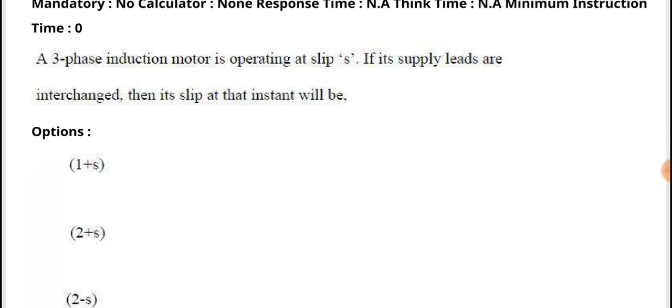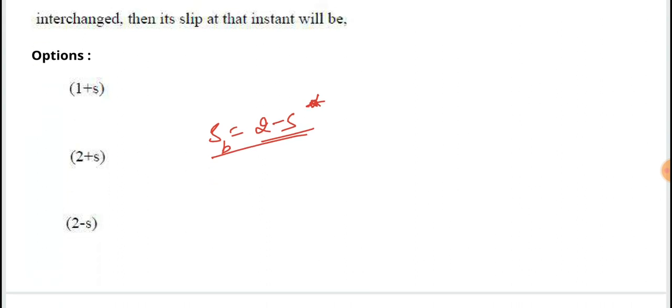A 3-phase induction motor is operating at a slip S. If the supply leads are interchanged, then the slip at this instant will be? When the supply leads are interchanged, meaning the phases are interchanged, the forward slip becomes a backward slip. The rotation will change here. At that time the slip will be equal to 2 minus S. So this is a backward slip. It's a very important formula, friends. We will see one more question from this concept here.